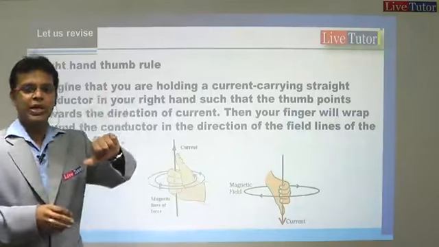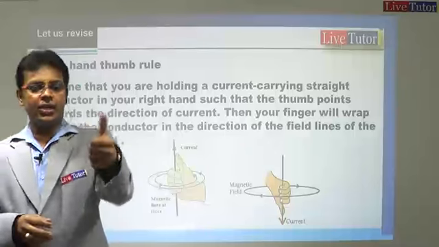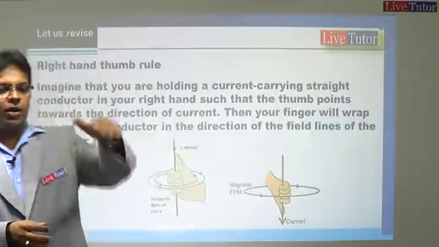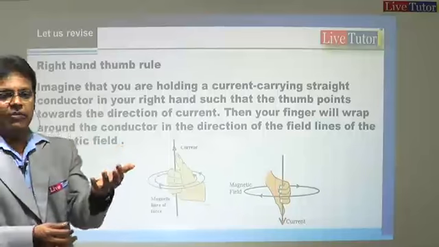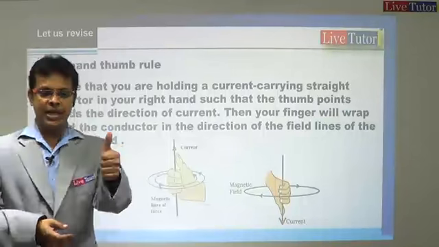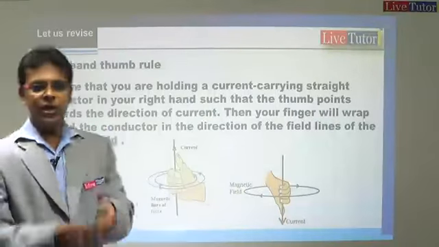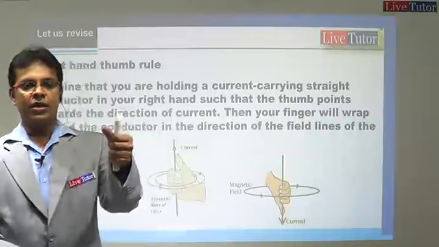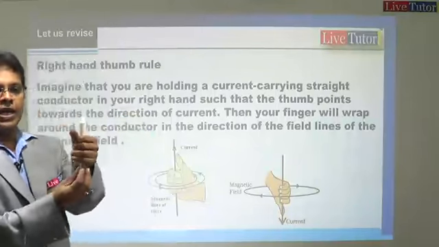Imagine that you are holding a current carrying straight conductor. Either it can be like thumbs up or thumbs down. Anyway, you can keep the hand. Just to keep that, holding a pencil like this, or some rod. That you are holding a current carrying straight conductor.